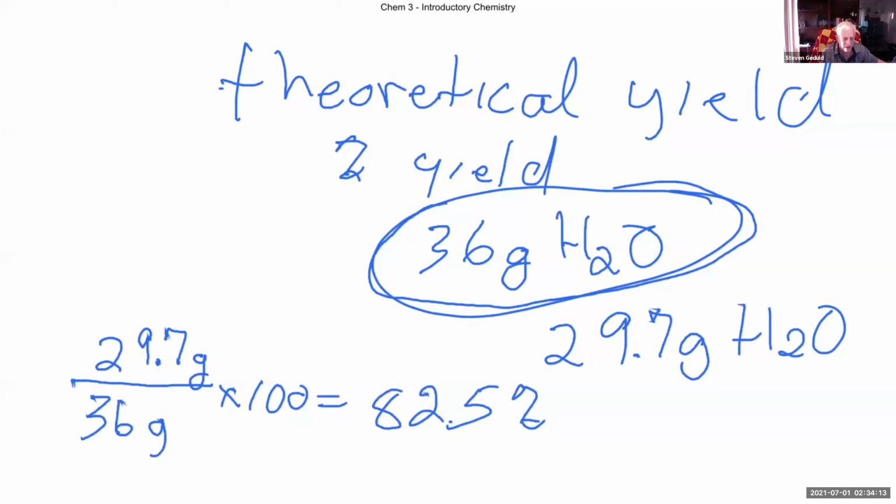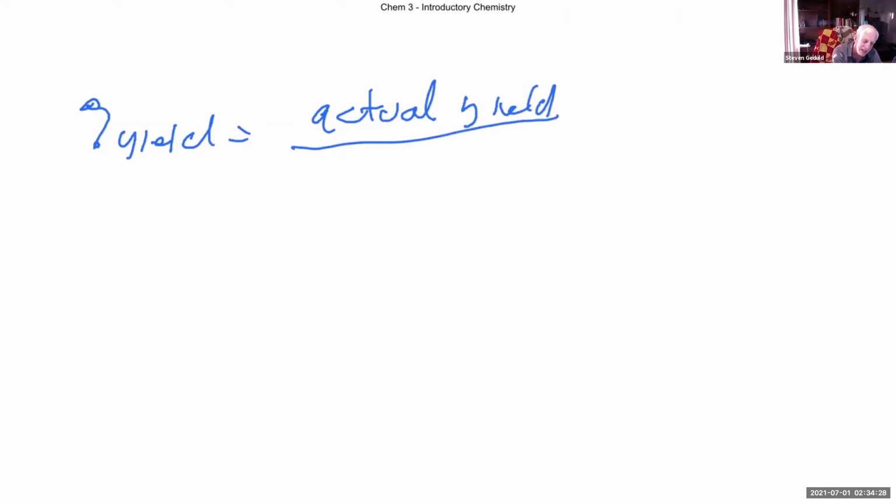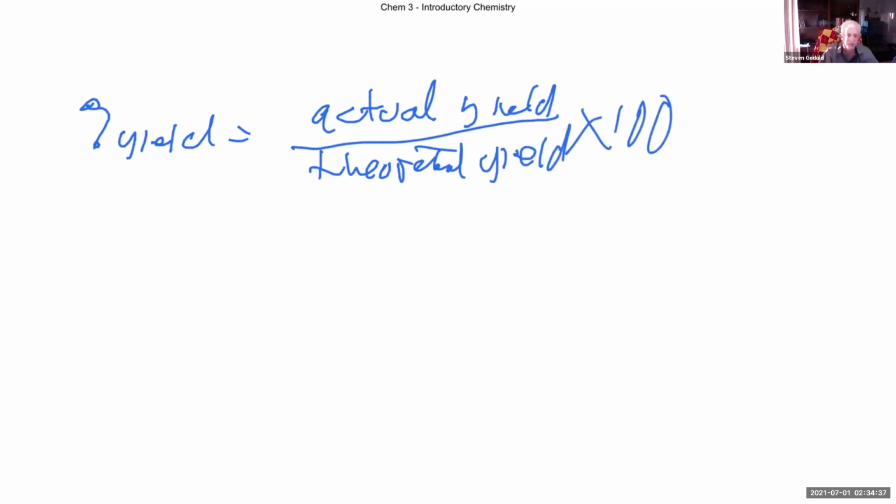Okay, so percent yield, I'll put it right here. So percent yield is equal to our actual yield, what we measure in the lab, divided by our calculated or theoretical yield times 100, 100%. That's it. That's the only thing left in the chapter.